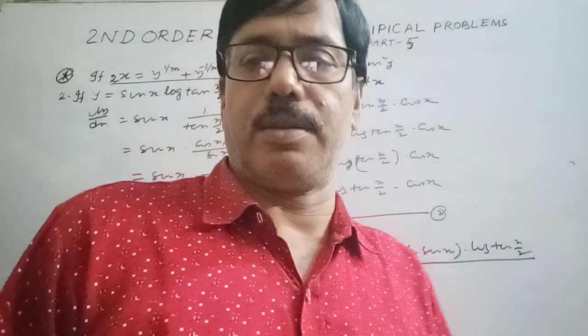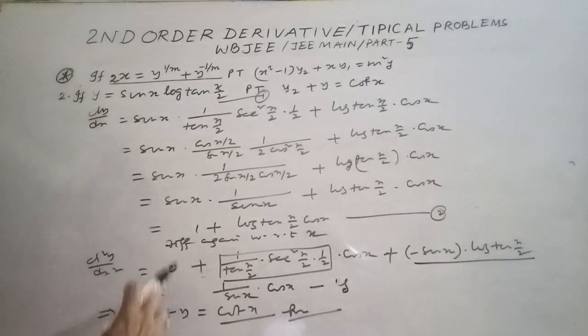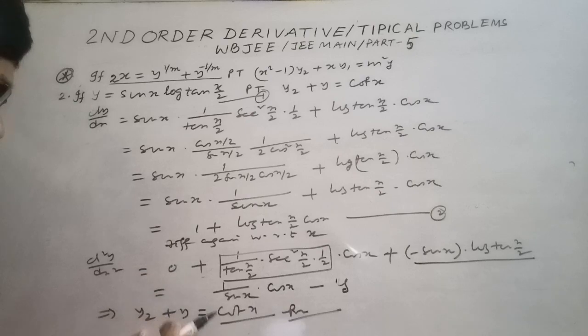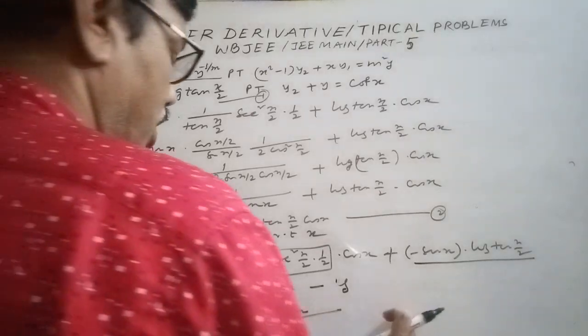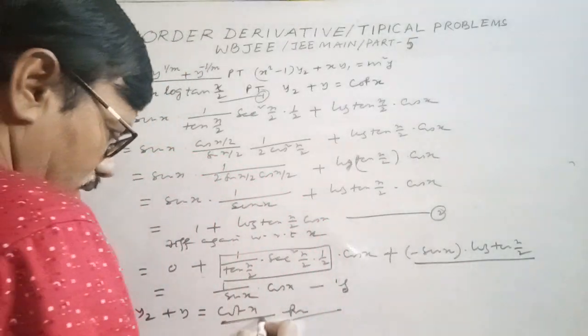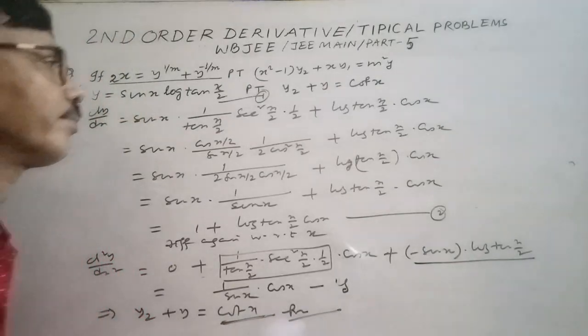In a competitive examination, the value of y2 + y is cot x, tan x, cos x or sin x. So what is the answer? Cot x.